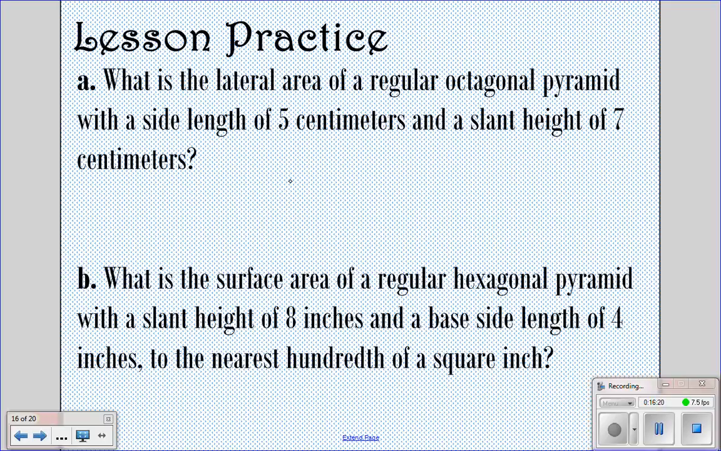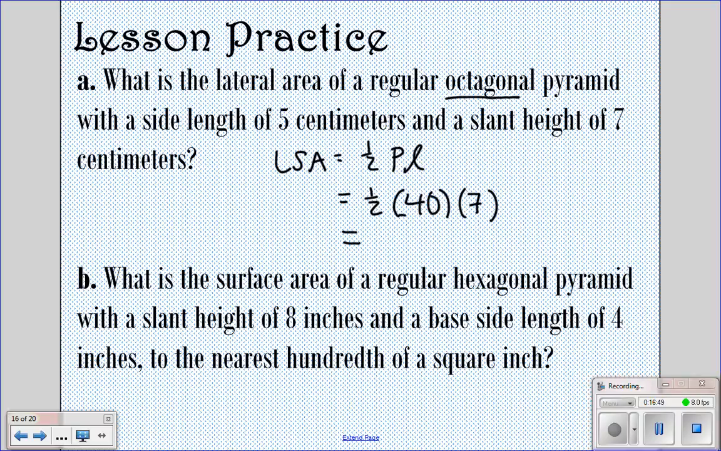So the lateral surface area for the octagonal pyramid, that means that the base is an octagon. We're going to do the lateral surface area, 1/2 P times L, where the P is your perimeter, and so the perimeter, when we have a side length of 5 and we have 8 sides, that's going to be 40, and the slant height is going to be 7. So 1/2 of 40 is 20, and then times 7 is going to be 140, and our units are centimeters squared.